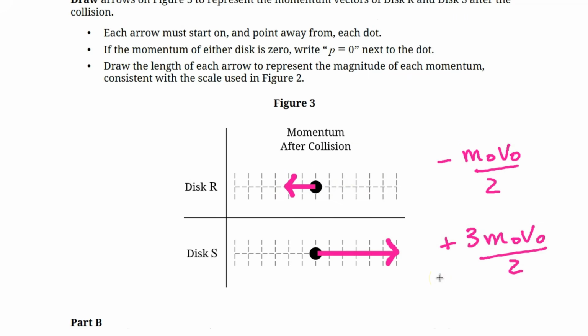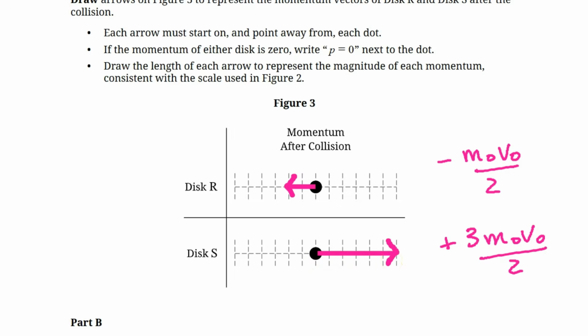For disk S, it has a momentum of positive 3 m0 v0 over 2. Because it has a positive momentum, the arrow is pointing towards the right. Notice that it has 3 times the momentum of disk R, and so it's going to have a length that should be 3 times. Disk R has a length of 2, and so disk S should have a length of 6.